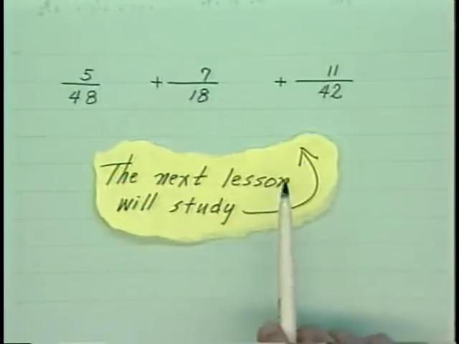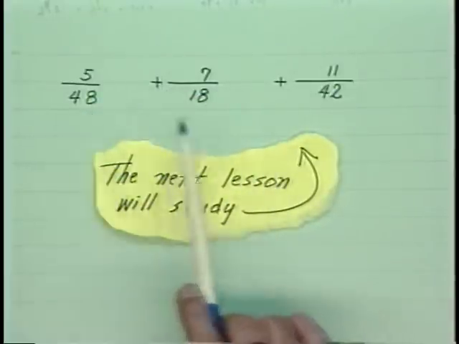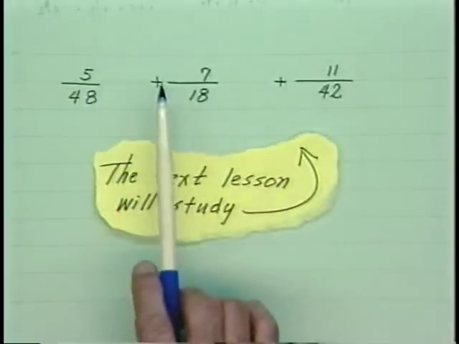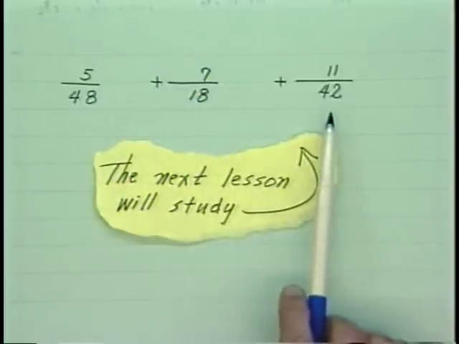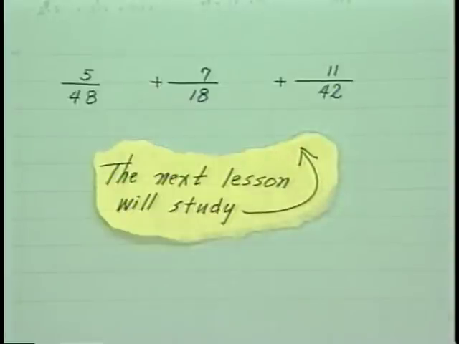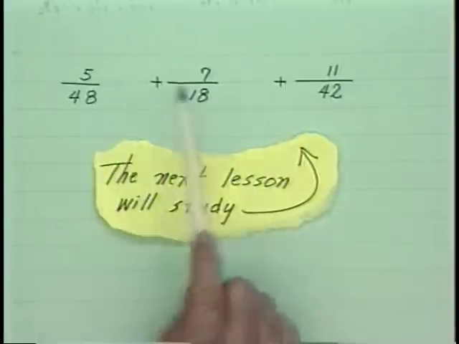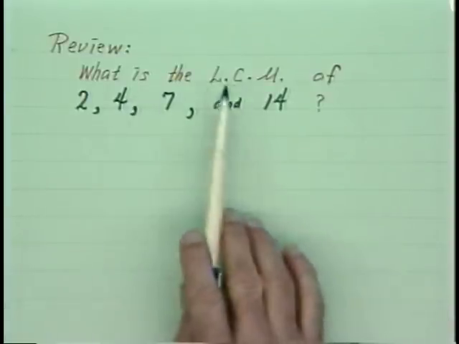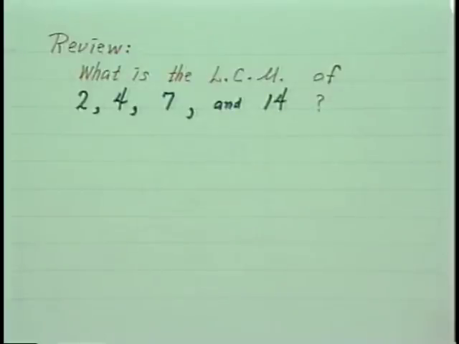The next lesson, on the other hand, will study how to add fractions where the denominators are not alike. And in order to do this, we will have to recall a lot of specific new skills taught in the last chapter that we've been reviewing for the last 3 or 4 lessons. So let's do one final review before we get a problem like this on that topic, which is finding the least common multiple of a series of 2 or more numbers.